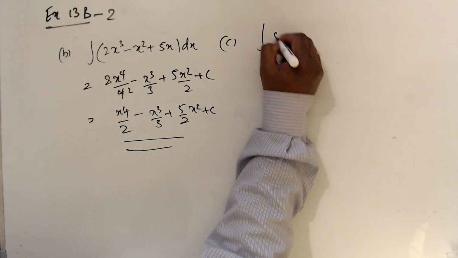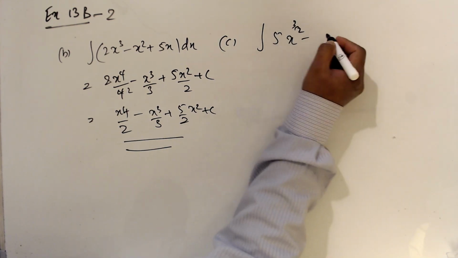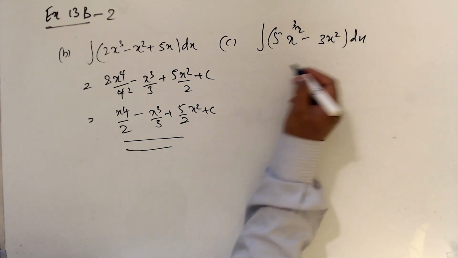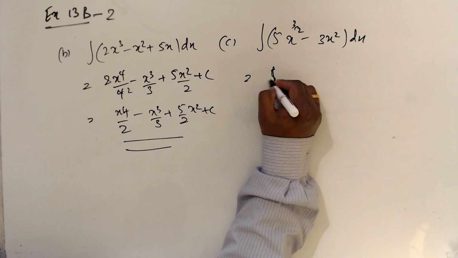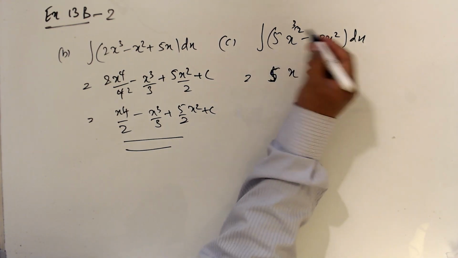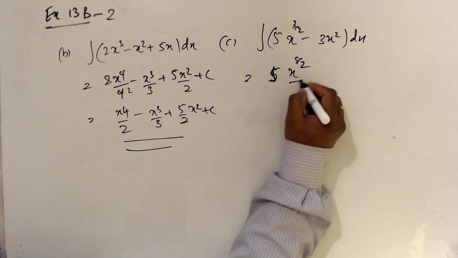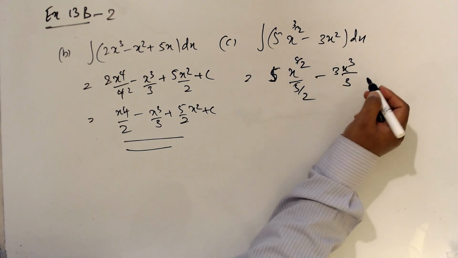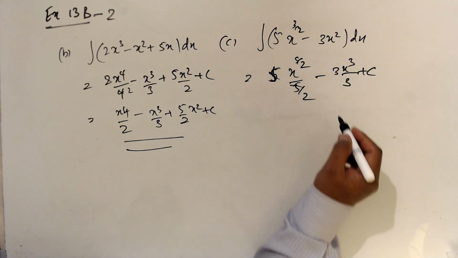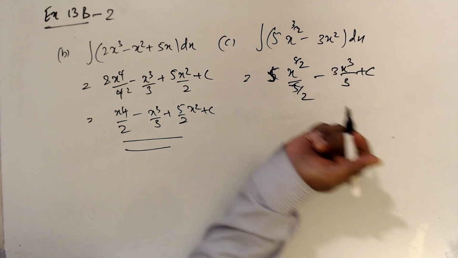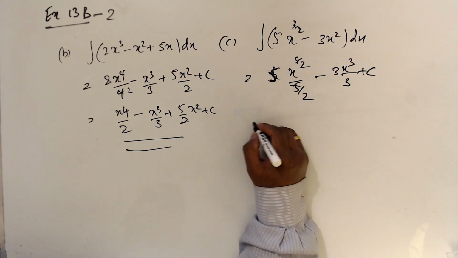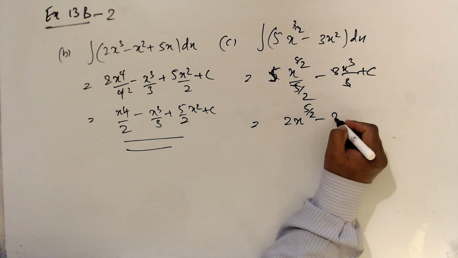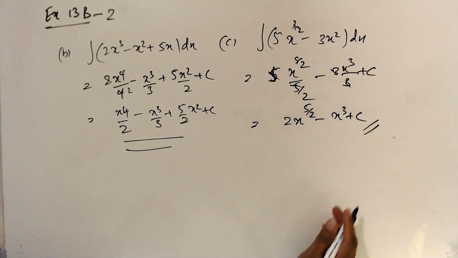integrate 5x^(3/2) minus 3x squared dx. So this is going to be 5x^(3/2+1), 5 over 2, over 5 over 2, minus 3x cubed over 3, plus c. The 5s cancel out, and then this 2 goes up. So this is going to be 2x^(5/2) minus, the 3s cancel out, x cubed plus c.